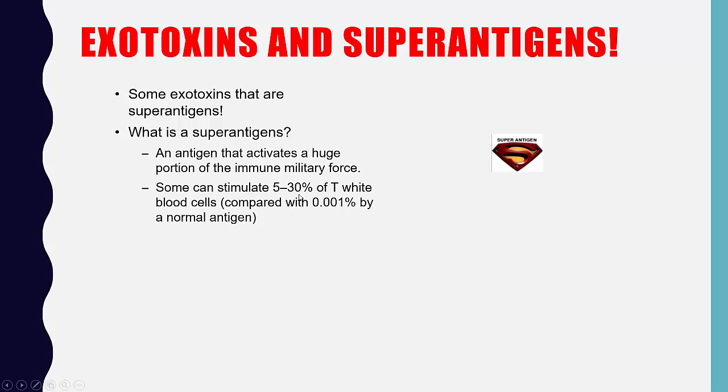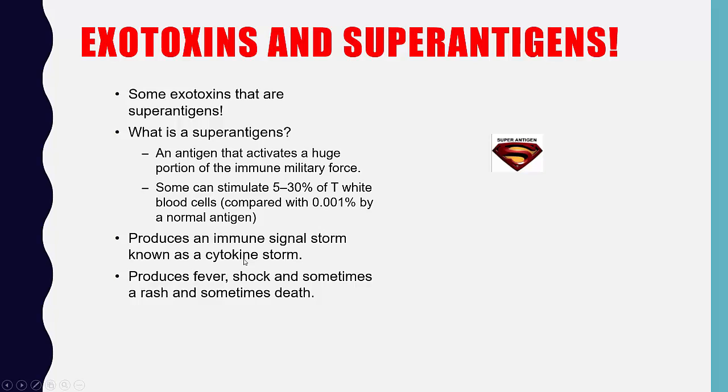This can go all the way up to 30%. You get something called an immune signal storm, known as a cytokine storm. Cytokines are immune signals, like hormones actually, but they're amongst immune cells. And the storm is so huge that it can cause fever, shock, and sometimes a rash, and sometimes death. This is where we get toxic shock syndrome. Sometimes, and also something called necrotizing fasciitis.